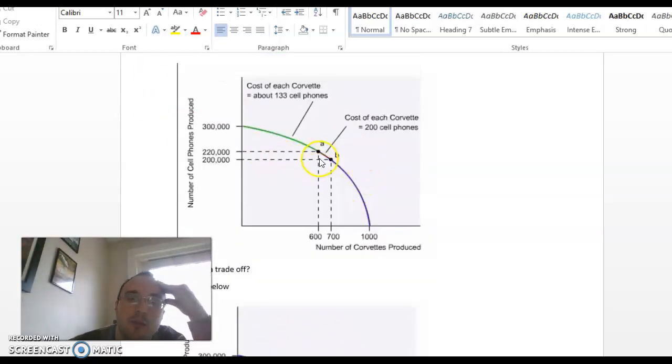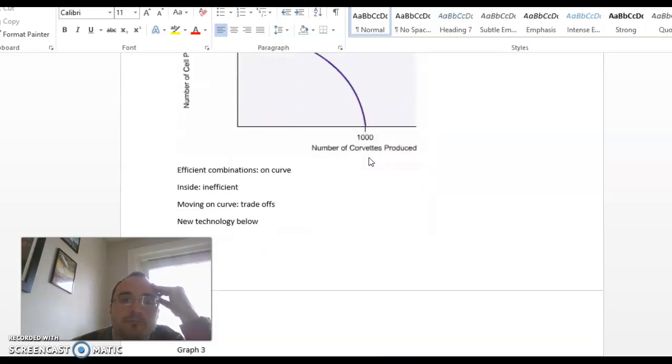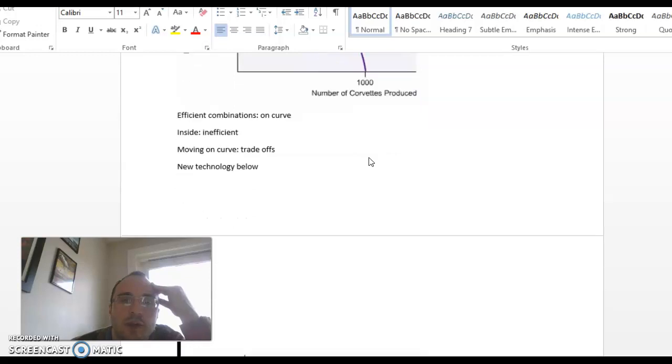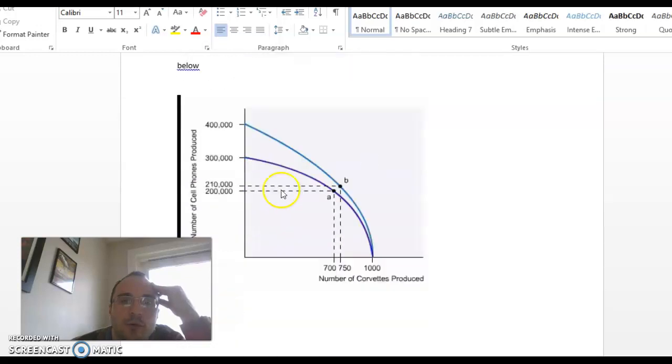Just to look again, this is a coordinate. The coordinate is 600, 220,000. This is 700, 200,000. With those coordinates, you find the slope. You find that 200 number.